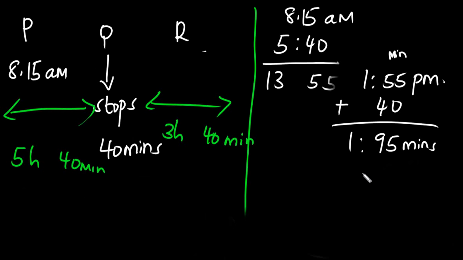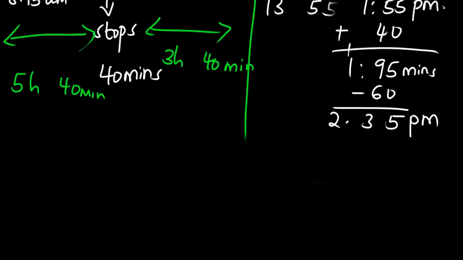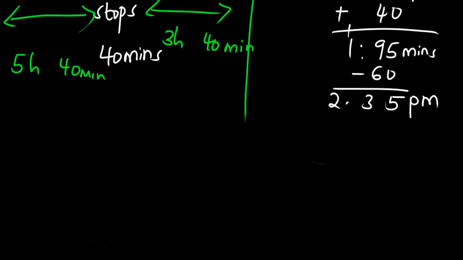So what do you do? So we're going to subtract 60 minutes here, so that we're going to have an additional 35 minutes, and then the 1 hour that we subtracted, we're going to add it to this other side where you have hours. So it's going to be 2:35 PM. I don't know whether we are together at that point. Let me know in the comment section whether you are still following.